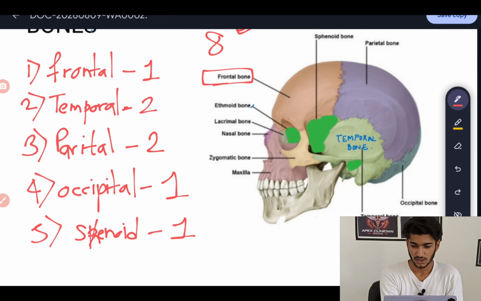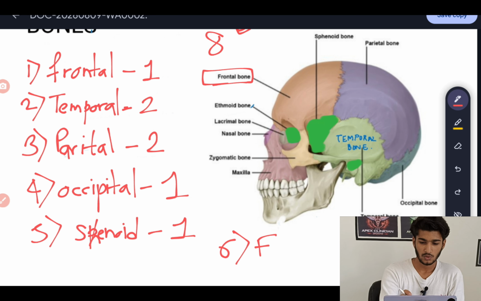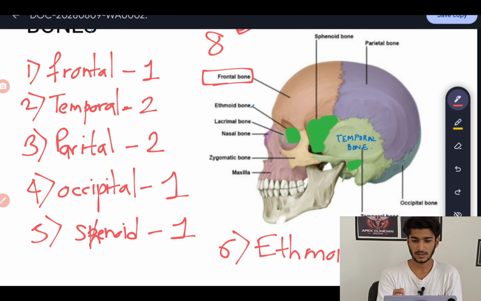Then you can see the ethmoid bone, which is also one in number. After looking at the cranial bones, we'll just appreciate the structure. Here you can see the minor bones as well. So this is the parietal bone. After that, this is the frontal bone. Then this is the frontal suture which is present here. These are the facial bones.